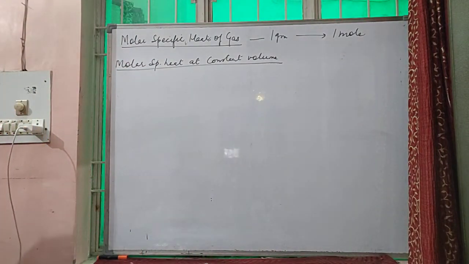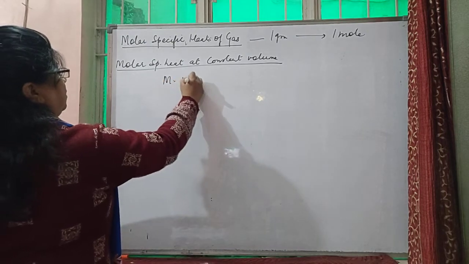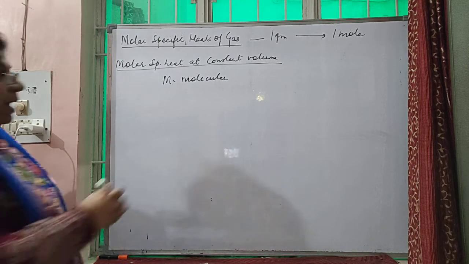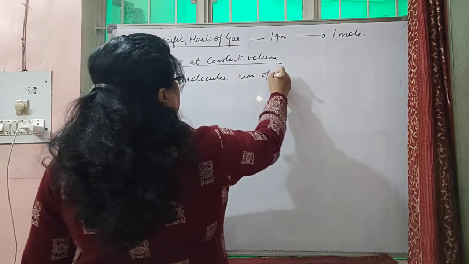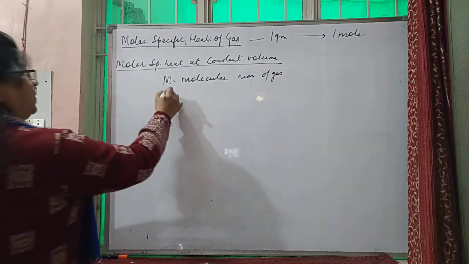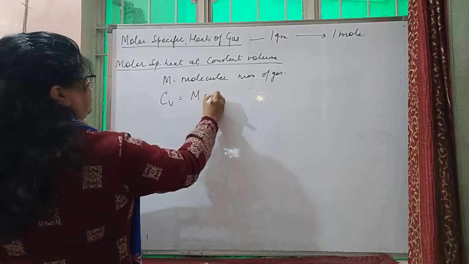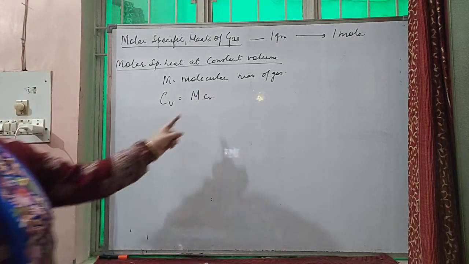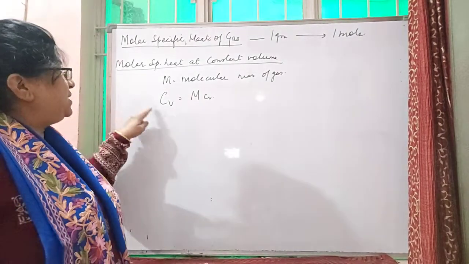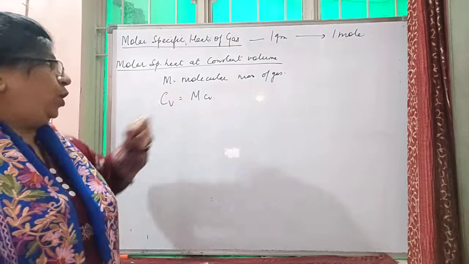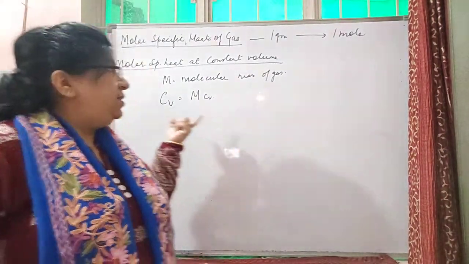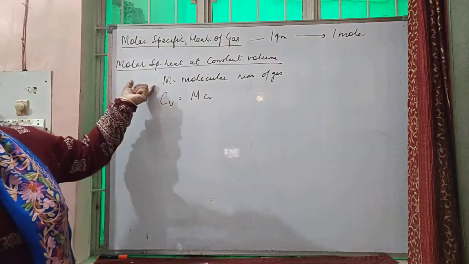that M is the molecular mass of the gas. When we take here CV, this becomes capital CV equals M times small cv. This small cv is the principal specific heat at constant volume, and this capital CV is the molar specific heat at constant volume. So when we are talking about 1 mole or mu moles, moles की बात हो रही है, then it will be known as your molar specific heat capacity.